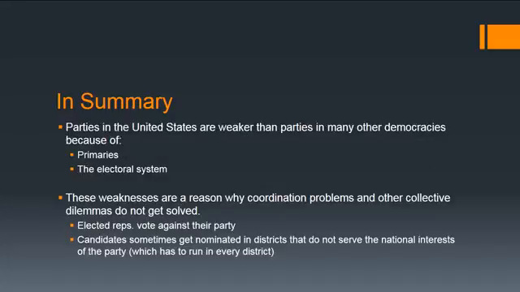Now, parties in the United States are weaker than parties in many other democracies because of the primary system that selects candidates within each district, and the electoral system that actually makes parties run in districts rather than a single national district. These weaknesses are a reason why coordination problems and other collective dilemmas do not get solved sometimes. Elected representatives vote against their party. Sometimes legislation fails to go through, even though it would be better for the group, in this case the party, to have some legislation go through than no legislation go through.